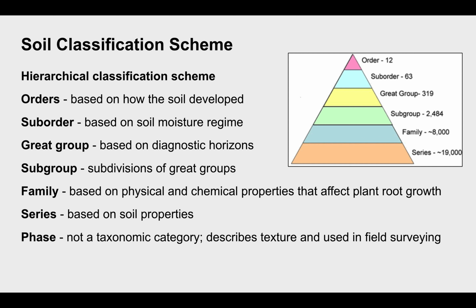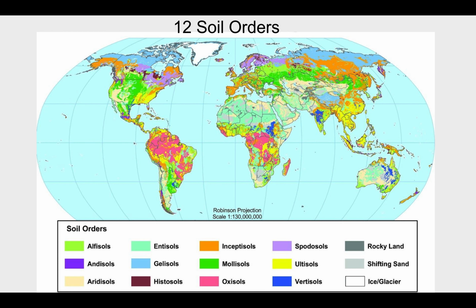And usually we're really only going to talk about orders because for most people, the series and the suborders and the families are a little less important than the orders themselves. So if we think about the orders, there's 12 of them worldwide. Again, it's based on what do their horizons look like, right? It might be based on the age of the soil, the temperature, the moisture, right?